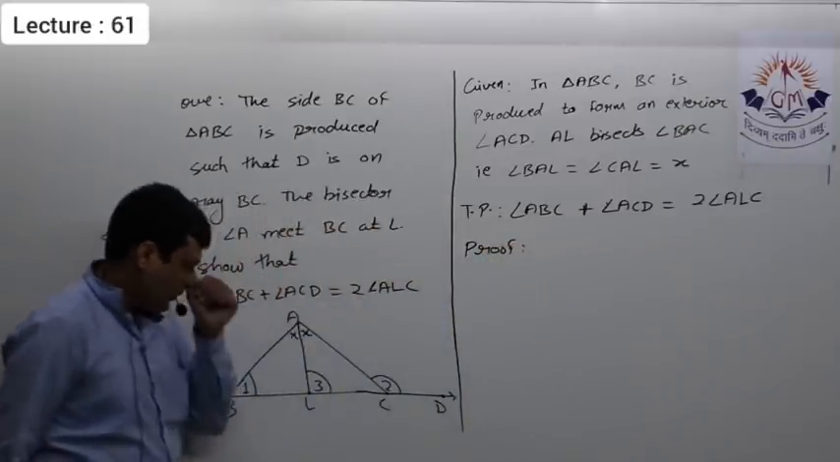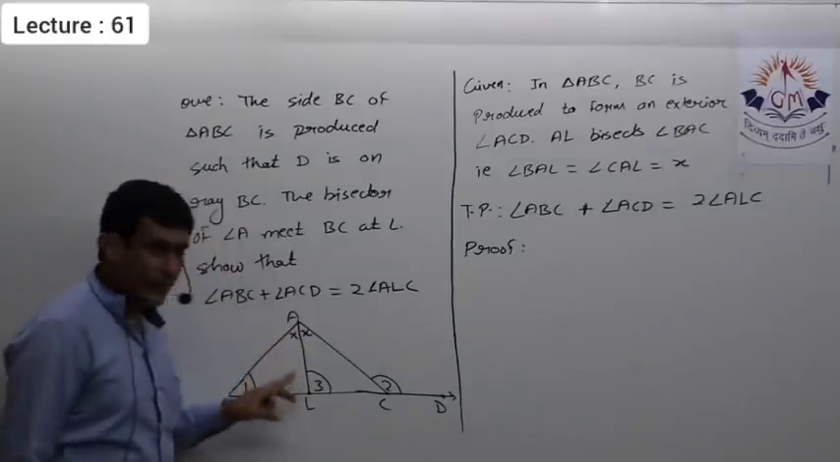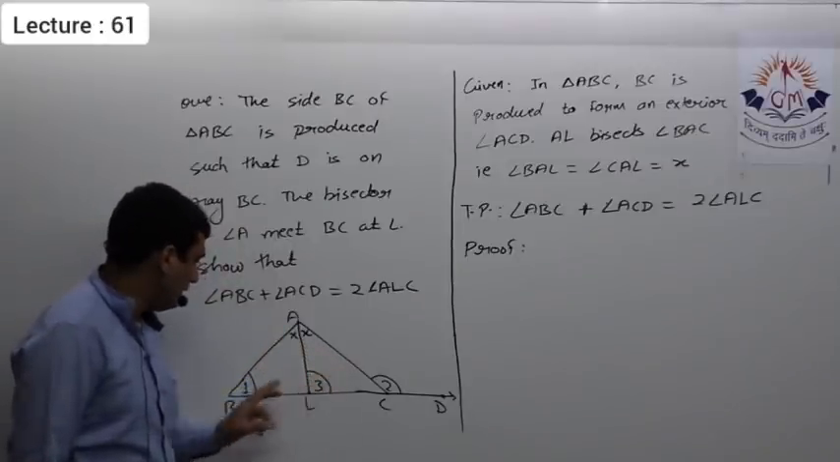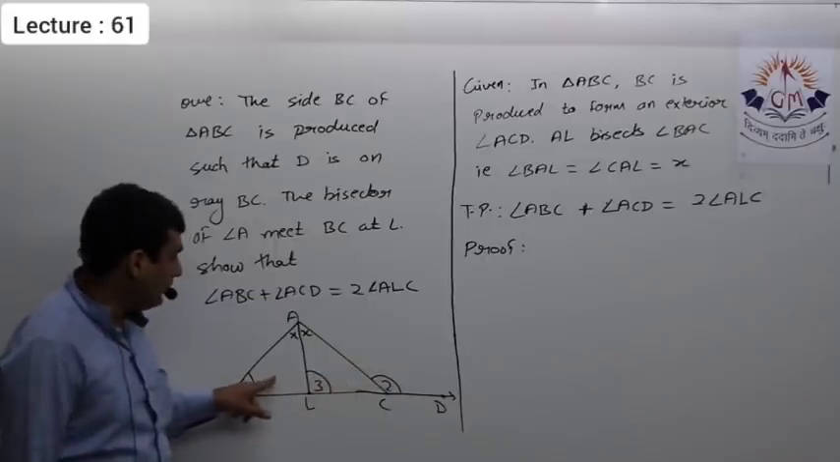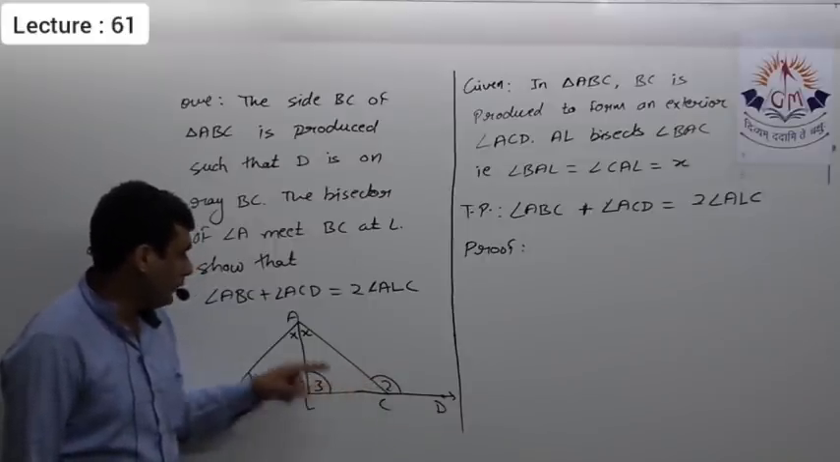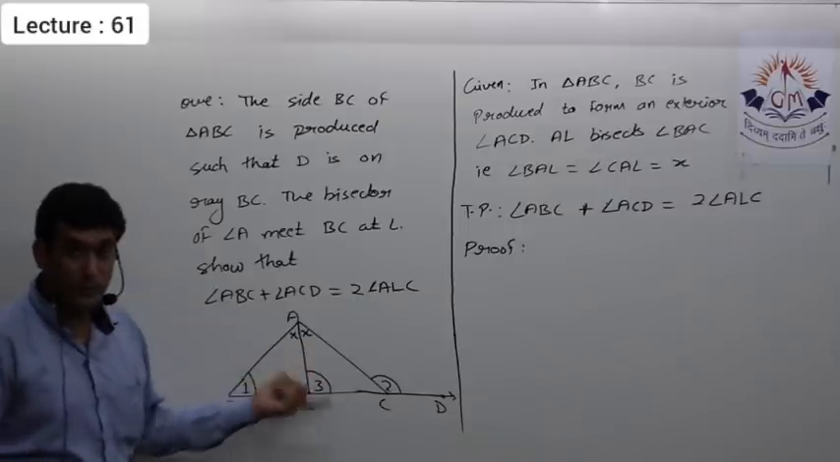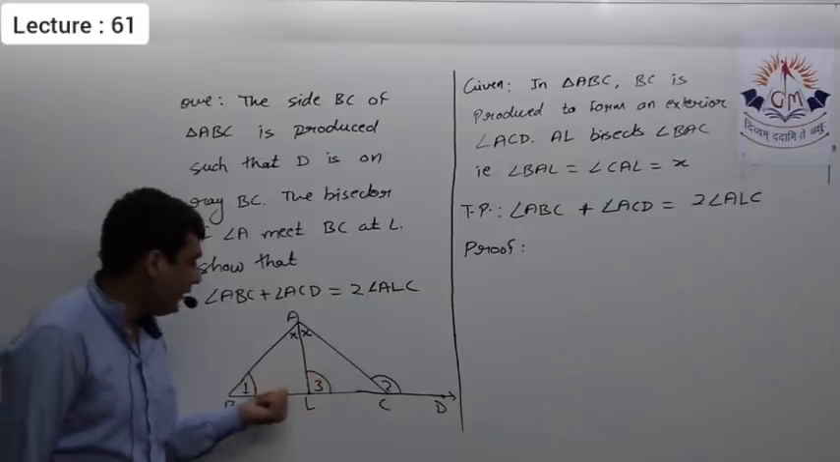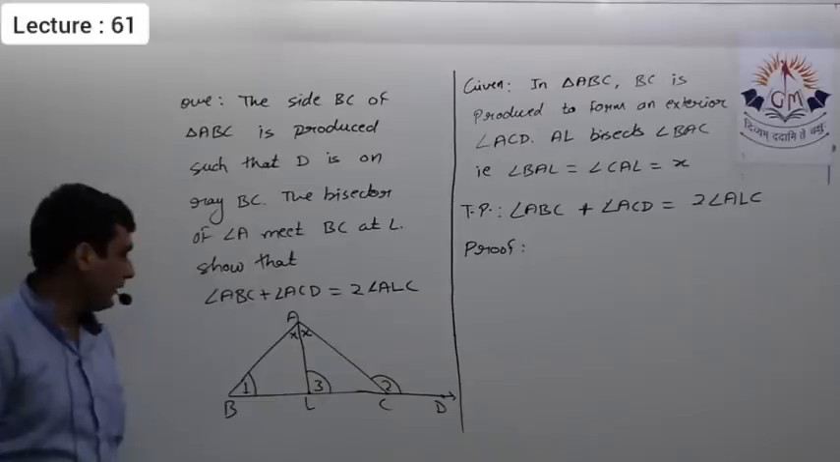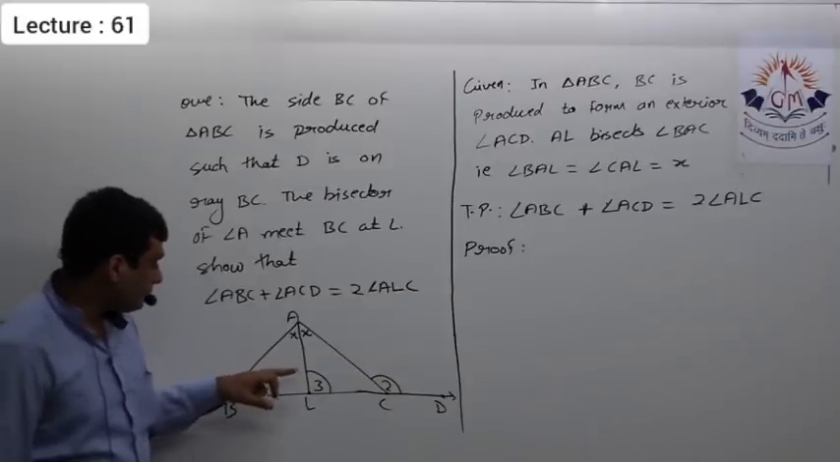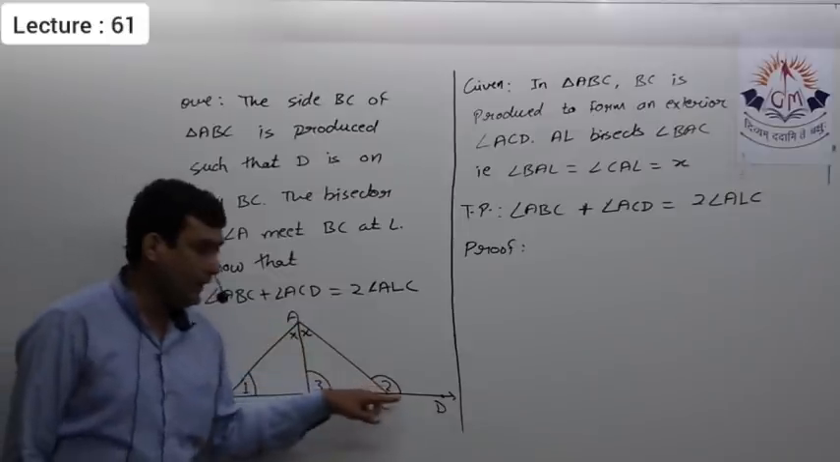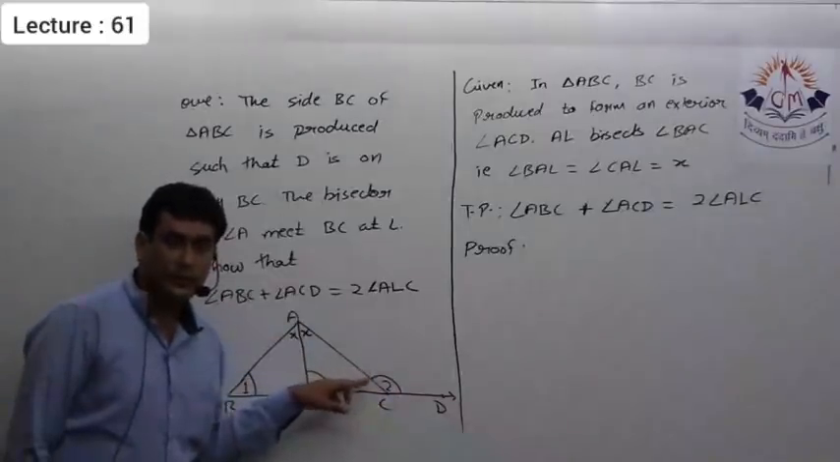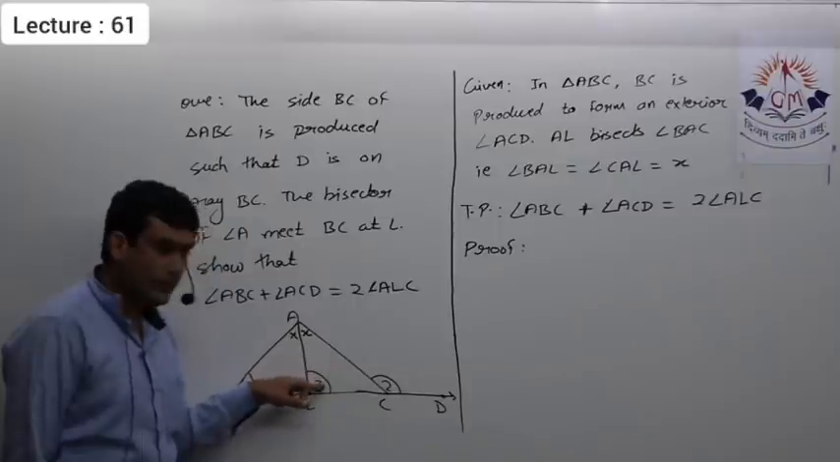Okay, so as AL bisects, this is x, this is x. Now these are the angles 1, 2, 3. We have to prove ABC, that means angle 1 plus angle 2 is equal to twice of angle 3. According to our namings, we have to prove angle 1 plus angle 2 is equal to twice of angle 3. So if I apply the exterior angle property, see for triangle ALC, angle 2 is an exterior angle, so I can write 2 is equal to x plus 3.